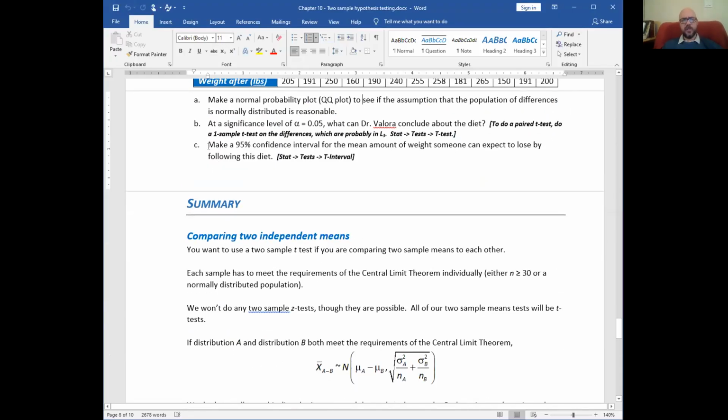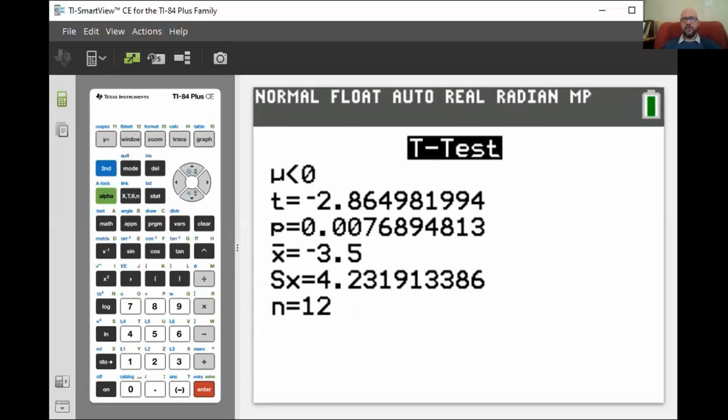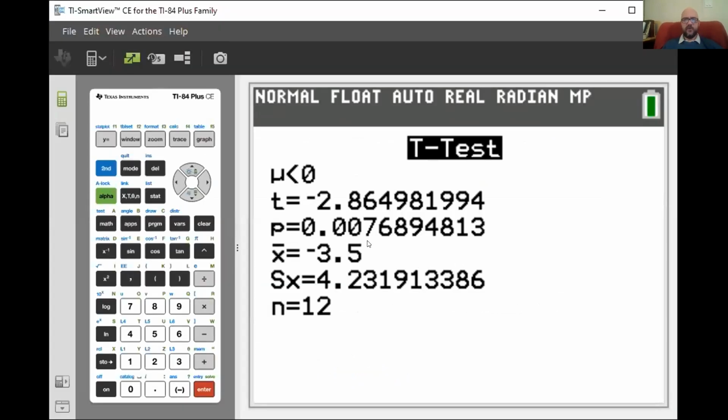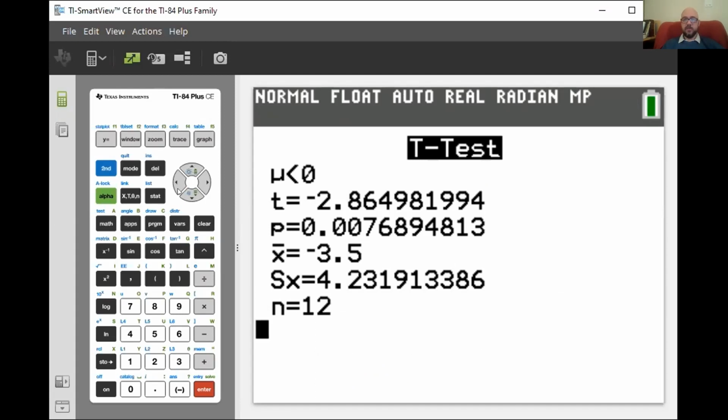I had asked you to make a confidence interval for the mean amount of weight someone can expect to lose by following this diet. Well, that's easy enough. If you do this stat, test, and t-interval, you have to ask yourself, I should really probably make two confidence intervals, one with the outlier in and one with it out. So we might as well just do that to remind you of that. I like to throw in these questions now and again, even though the confidence interval is not really part of the hypothesis test, but you can certainly do it. It's not hard at all, right?